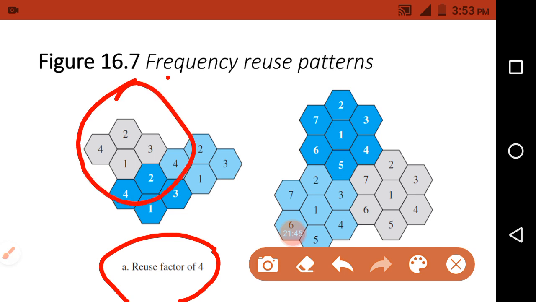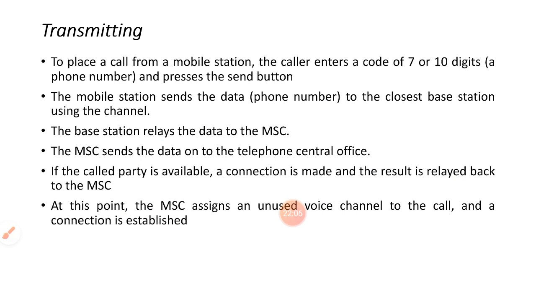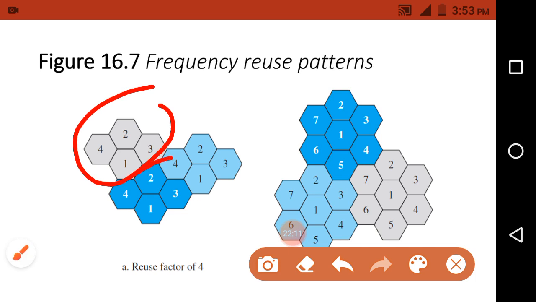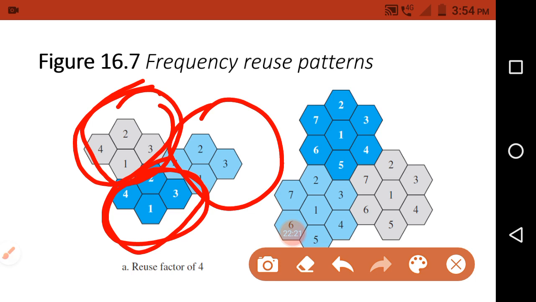You can take this first group of 4 cells. Each cell in this group contains a unique set of frequencies. This cell contains a unique set, this cell contains a unique set of frequencies. This frequency pattern will be reflected in each group. Whatever frequency values this group is using, the second group is also using the same frequency values, and the next group is also using the same frequency values.